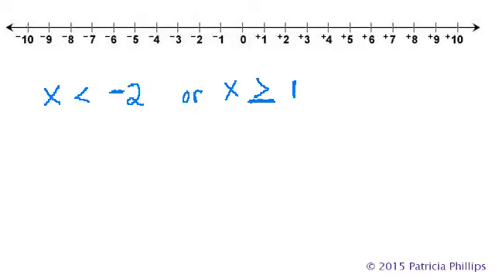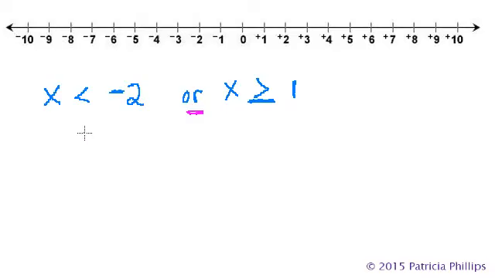Hello and welcome back. Today we are talking about inequalities and we are solving combined inequalities. So let's get started. The first inequality that we see is called a disjunction. You will notice the word or lies in between both statements. x is less than -2 or x is greater than or equal to 1.